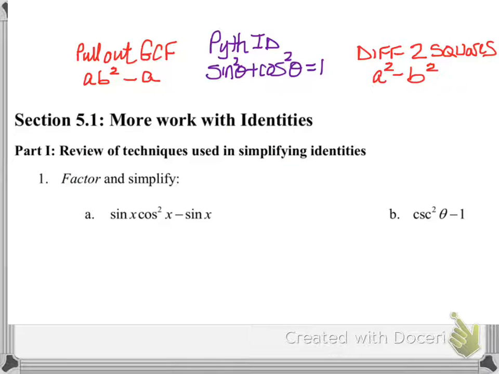Okay, so you'll see that all of the remaining items on this page, this is going to be a review of techniques that you are going to use in simplifying your identities. So in this case, we see this word here that we learned in Algebra 2, and now it's going to become very important, is now in order to simplify some of these identities, you're going to have to be able to factor them. So I've written you some notes up here just as a few reminders.